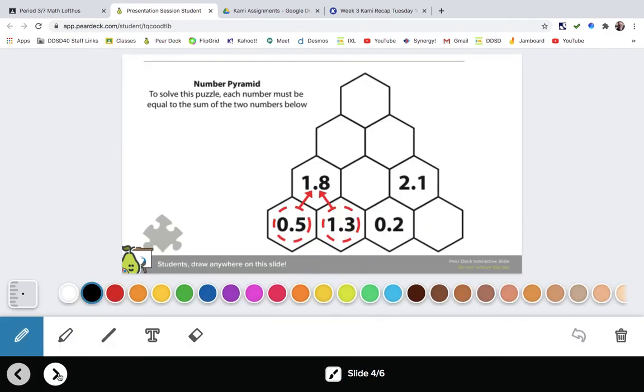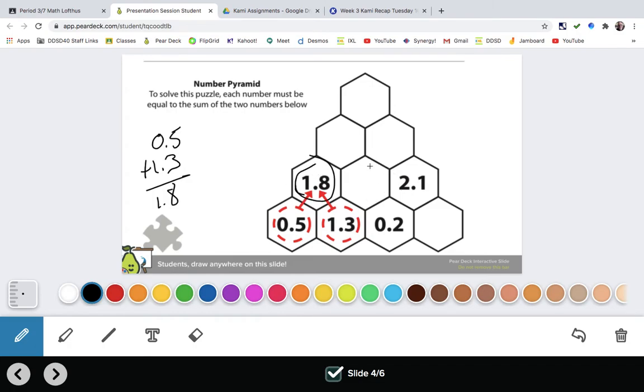Okay, there's another puzzle that looks like this. And it says to solve the puzzle, each of the numbers must be equal to the sum of the two numbers below it. So that means right here, 0.5 plus 1.3 equals 1.8. So that's where we got that right there.